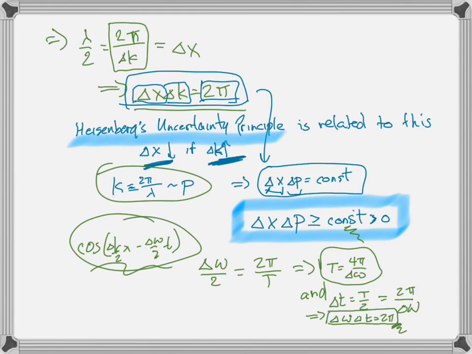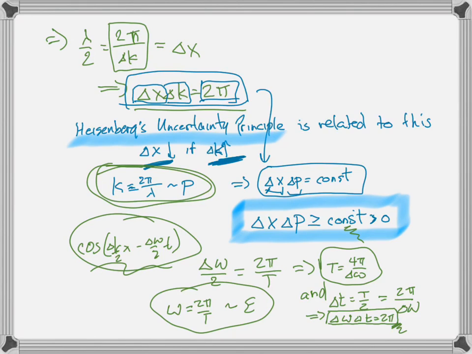it's some constant smaller than 2 pi, but there's a minimum constant that delta omega and delta t is equal to. And again, I will just remind you that omega, which is 2 pi over period, we will see later is like energy of a wave, just like k is like momentum. That's just something we haven't shown you yet. This is Heisenberg's uncertainty relationship that has to do with localization in space and localization in time.